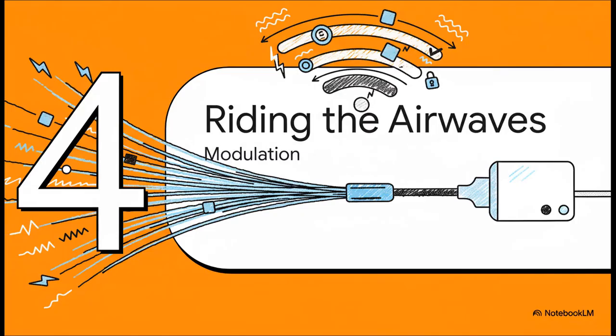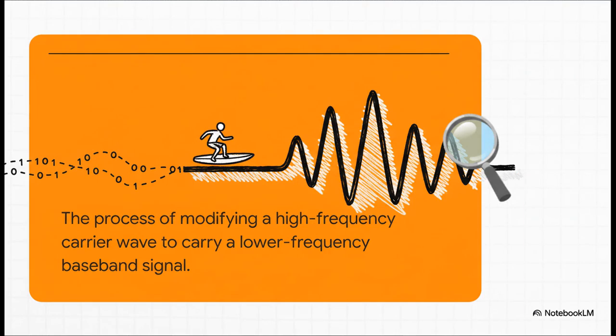All right, our message is compressed, it's encrypted, and it's got its first aid kit. It is ready for the most dramatic part of its trip, launching into the world, whether that's through a fiber optic cable or just riding the open airwaves. Here's the thing, our digital ones and zeros can't really travel far on their own. They're like a surfer without a wave. They need to hitch a ride on a much bigger, more powerful, high-frequency wave to get anywhere. And this process of imprinting our data onto that powerful wave is called modulation.